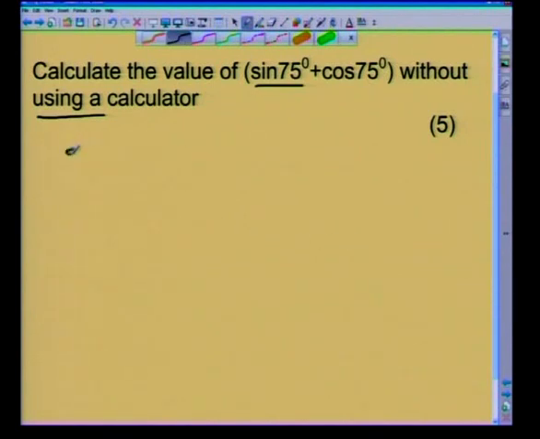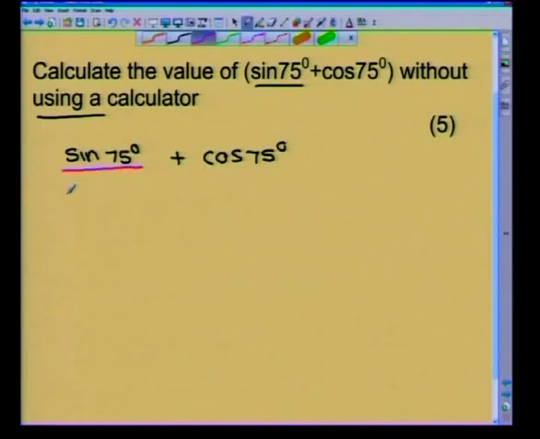Now, we've got sine 75 degrees plus cos 75 degrees. Let's start with the sine 75. Now, fortunately, they're both 75 degrees, but there's no reason why I couldn't have had, say, sine 75 and cos 15 degrees. And then you would have used the one expansion on the one and another expansion on the other. So let's start over here with this one first.